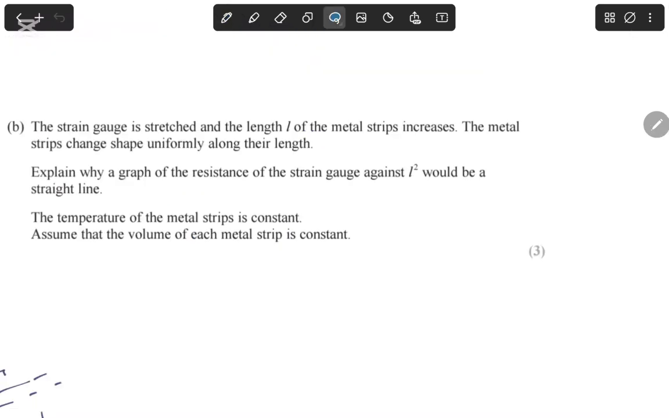Okay, next is going to be the strain gauge. The strain gauge is stretched and the length L of the metal strips increases. It says the metal strips change shape uniformly along their length. Explain why the graph of the resistance of the strain gauge against L squared would be a straight line. Assume that the temperature is constant and the volume remains the same. They've given us a good hint here. These are really good hints.